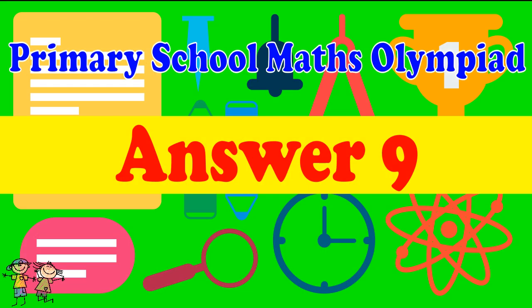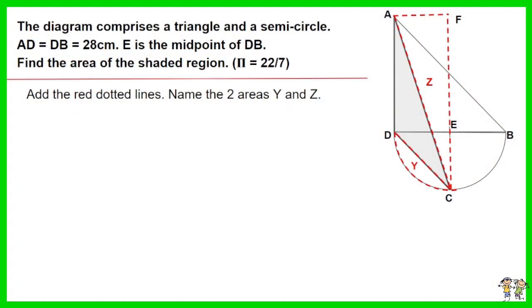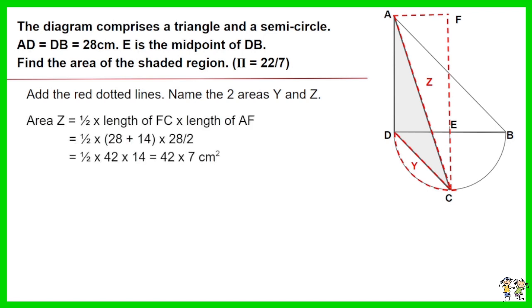Thus the value of n equals 3001 divided by 2 will have a remainder of 1. Answer for question 9. Add the red dotted lines. Name the two areas Y and Z. Area Z equals half times the length of FC, which is 28, plus 14, then times length of AF, which is 28 divided by 2. Solve the equation. The result is 42 times 7 centimeters squared. Let's keep the result as multiple of 7 for ease of calculation later.